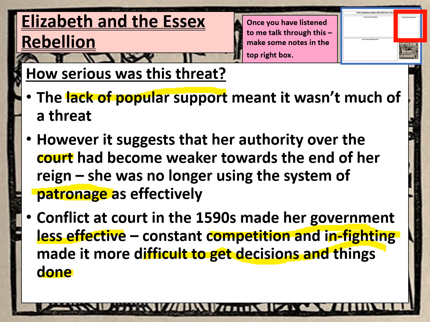So yes, this actual rebellion was never really going to take her down, but it did represent that she was not the queen that she had been in the past. It also showed that her privy council was not what it had once been. Pause and fill in the final box.